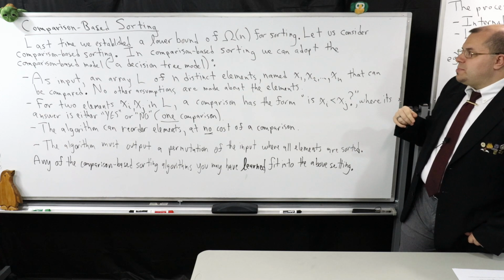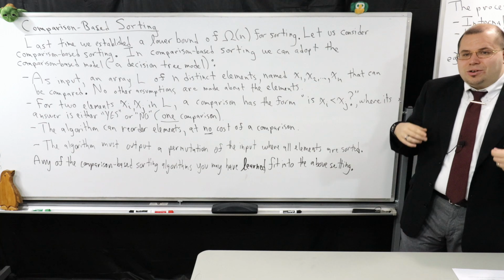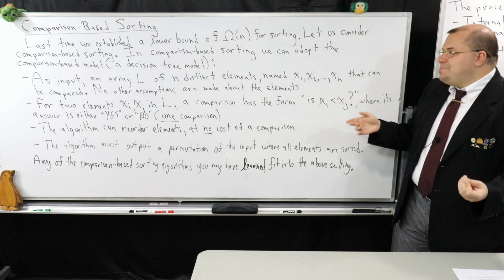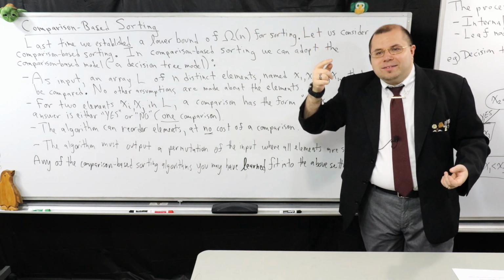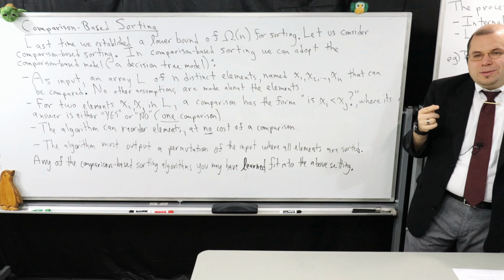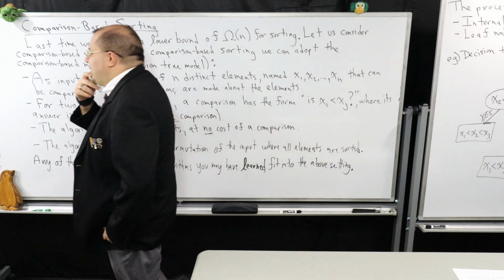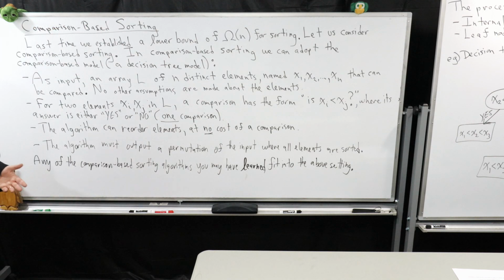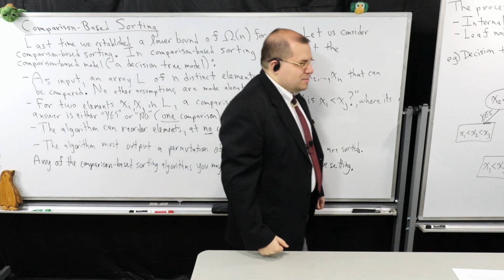Last day, I talked about how we can establish lower bounds using reductions. I showed you a very simple way to show that big omega of n is the least amount of operations you're going to need to solve any sorting problem instance, in the worst case. Because what I did was I used computing the maximum to help me prove that result.